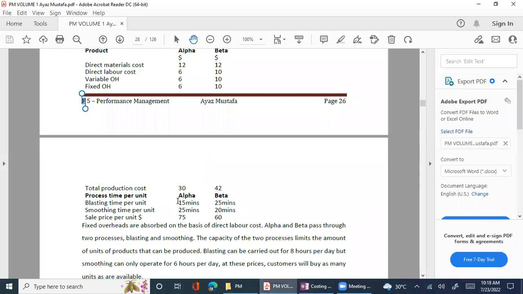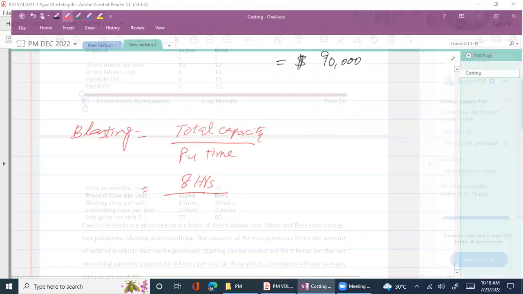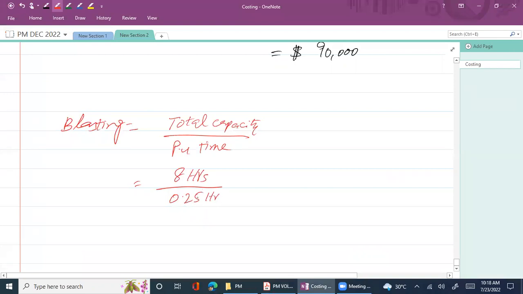And the per unit time of alpha is 15 minutes. So if we convert these minutes into hours, this will be 0.25 hour. How? 15 divided by 60 will be 0.25. So the unit should be like with like. If one thing is in hours, others must also be in hours, not in minutes. So how many units will you be able to produce for alpha in the blasting department? I guess 32. Please confirm.